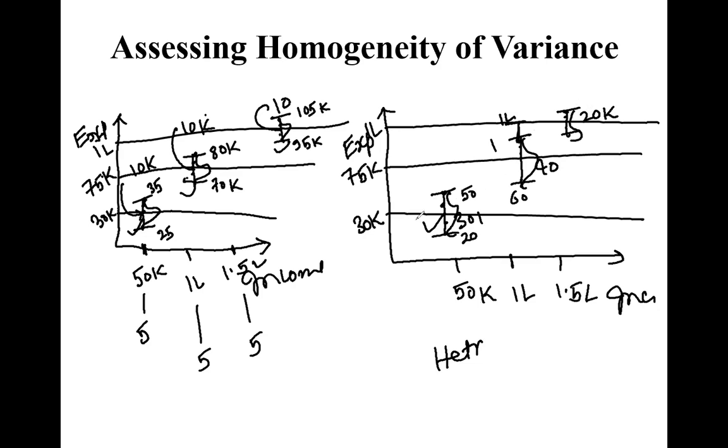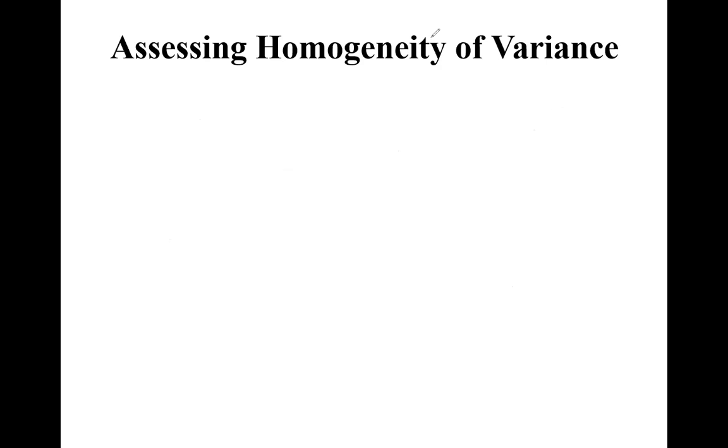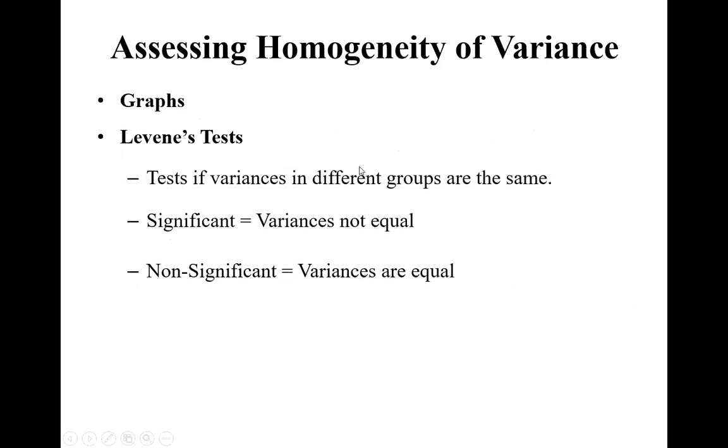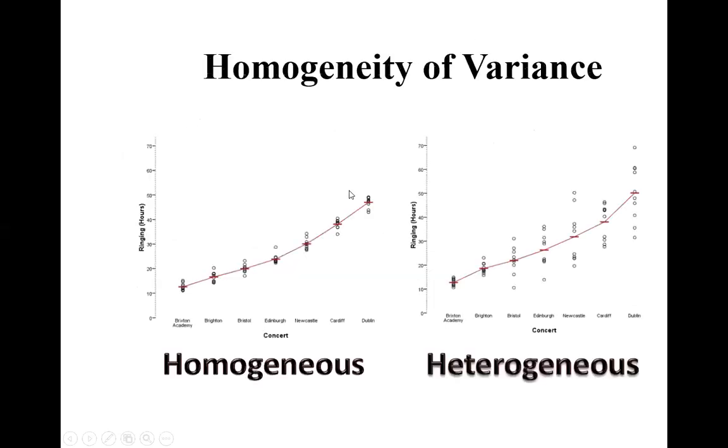Variability of the data is different across the group. So this is the concept of homogeneity. Now the question is how to find whether my data is homogeneous or not: through Levene's test. If the p-value of the Levene's test is significant, we can say the data is not homogeneous, otherwise the data is homogeneous.